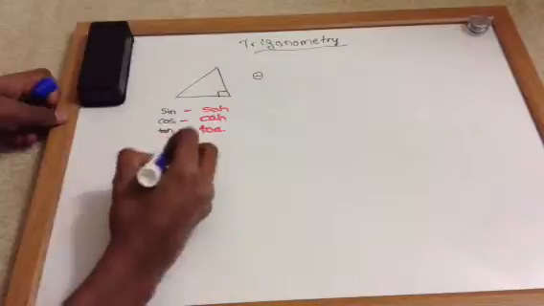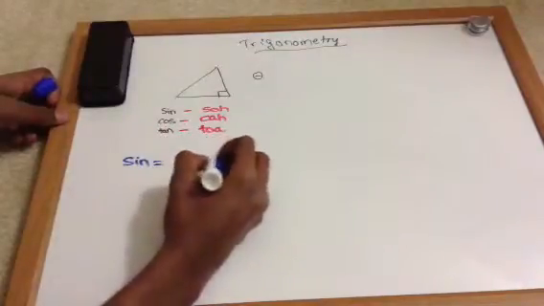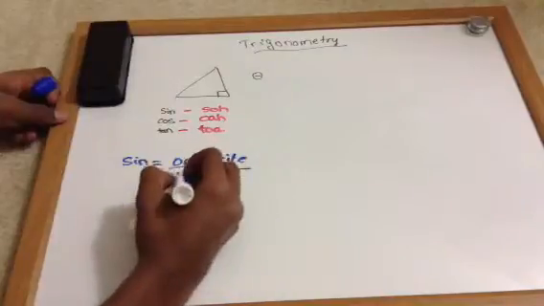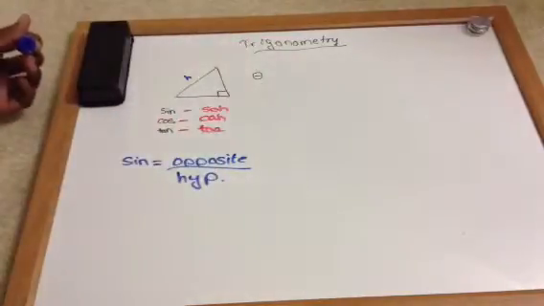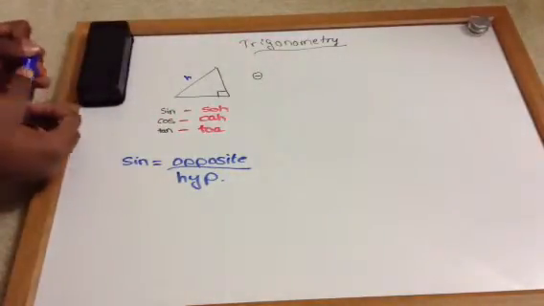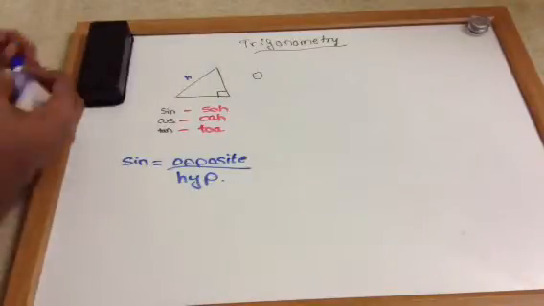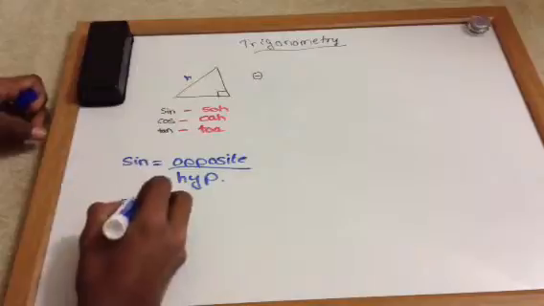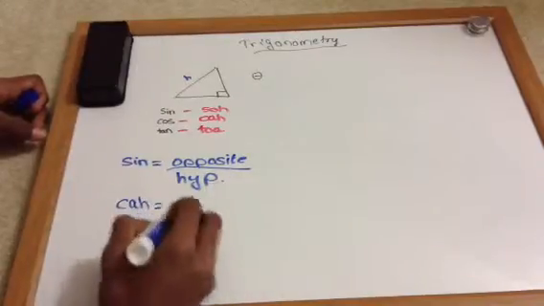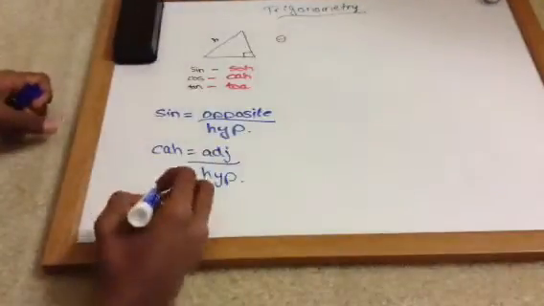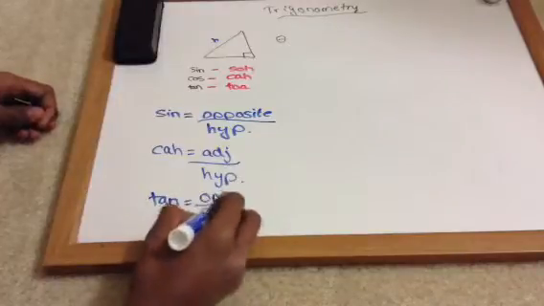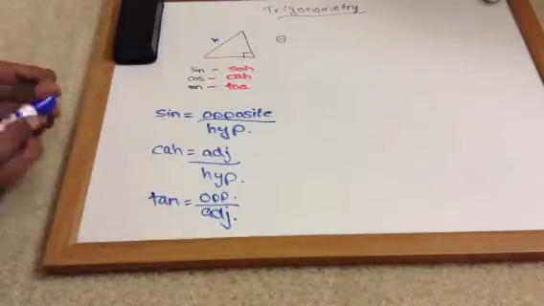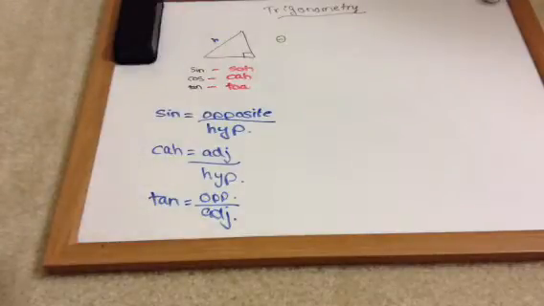So sine is equal to opposite side over hypotenuse. So in a right angle triangle, that is the hypotenuse, and you know which is the adjacent and which is the opposite, which I'll be showing you in a minute. And CAH is adjacent over hypotenuse, and tan is opposite over adjacent.